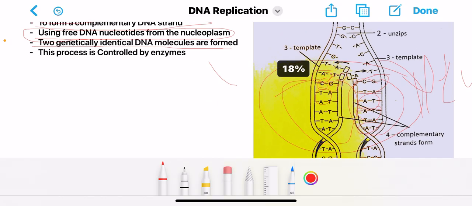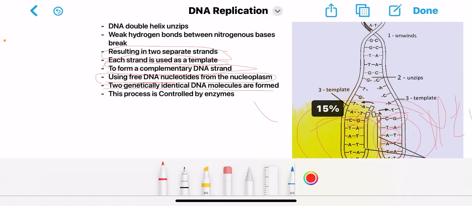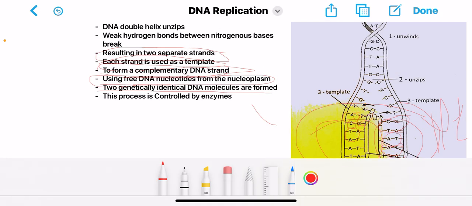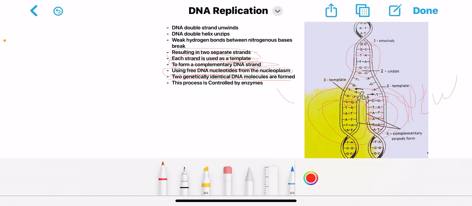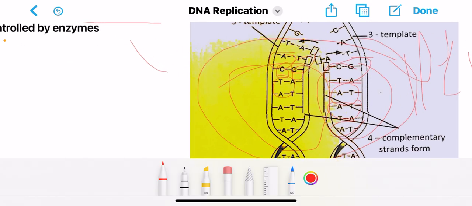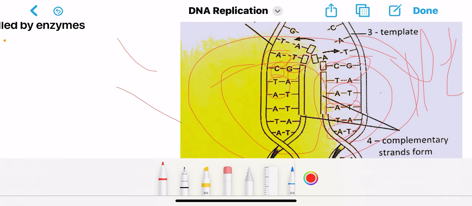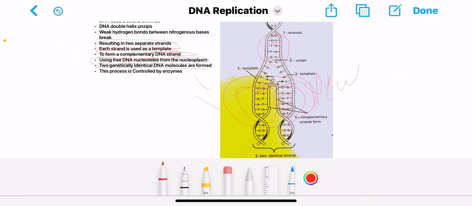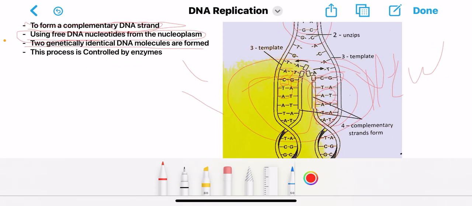Even the base pairing is still complementary to what? To the original DNA strand. Remember, it says to form a complementary DNA strand. Remember the original DNA, guanine paired with cytosine, thymine paired with what? With adenine. Even in the two genetically identical molecules which are formed at the end of the process, we still have the same base pairing.